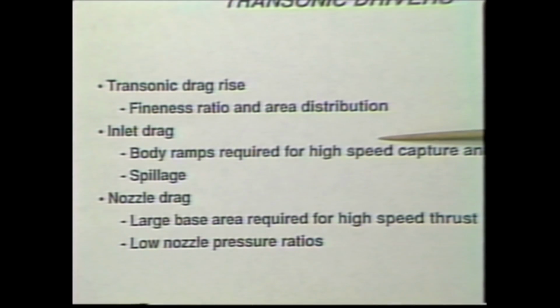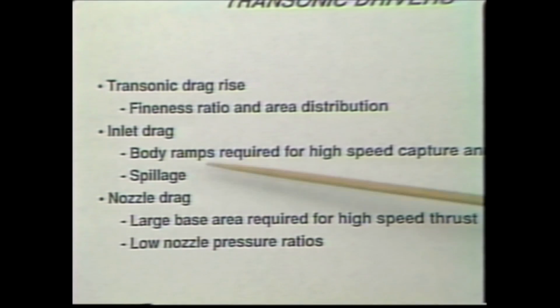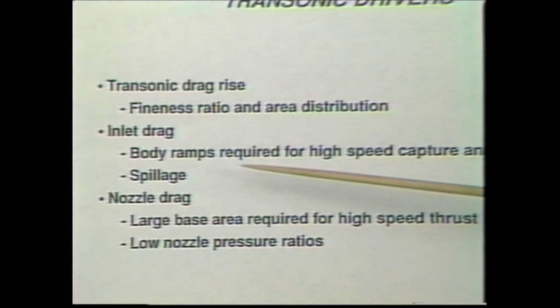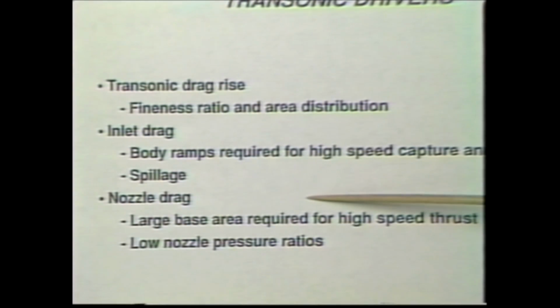Body ramps are required for high-speed inlet efficiency, and at low speeds it therefore creates a lot of drag, a lot of what we would call spillage drag. Also nozzle drag. The base area of the nozzle is very large. It's required for high-speed thrust, as you'll see later. If you didn't have that, you would have very low high-speed performance.